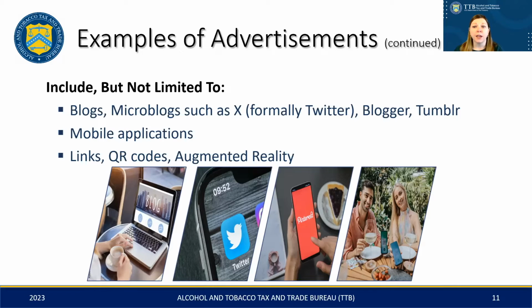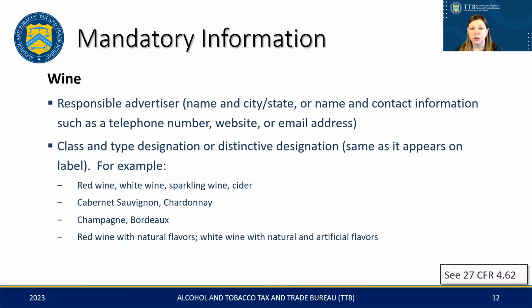Remember, any and all material that is for the purpose of inducing alcohol beverage sales in interstate or foreign commerce is considered an advertisement and is regulated by TTB. Now let's talk about what information is required on ads. All alcohol beverage advertisements regulated by TTB must bear certain mandatory information. The mandatory information is largely similar between the three alcohol beverage commodities, that is, wine, distilled spirits, and malt beverages. But there are a few exceptions, so we will discuss each commodity separately.